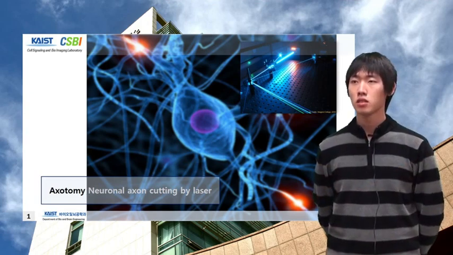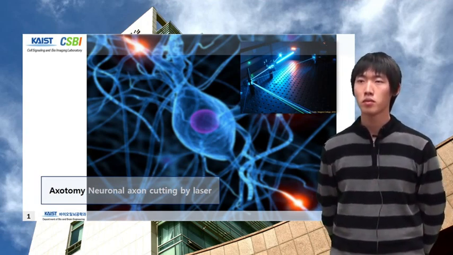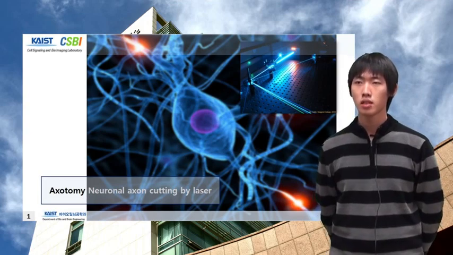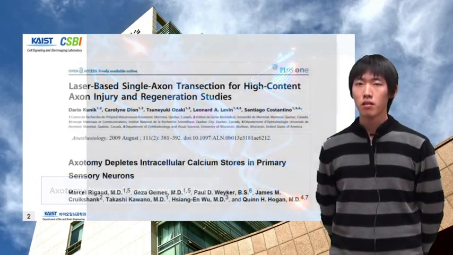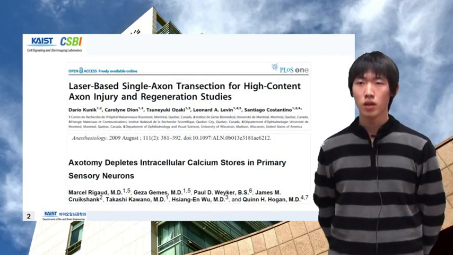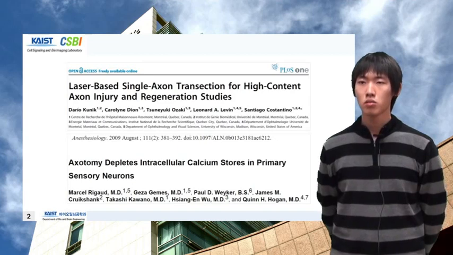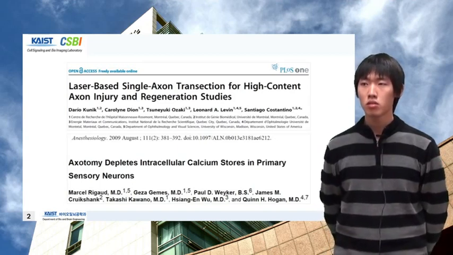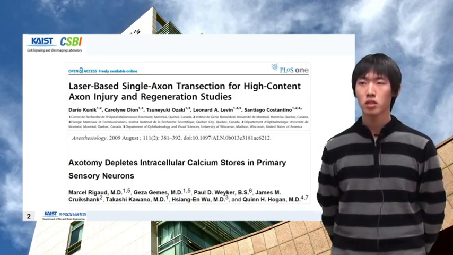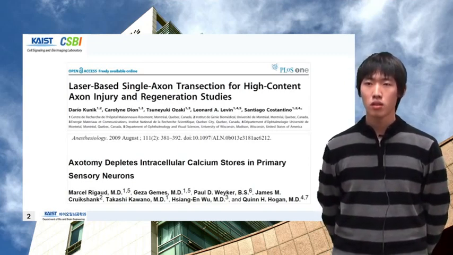This presentation is about the summary of two papers related with axotomy, which means the neuronal axon transection. The first paper is laser-based single axon transection for high-content axon injury and regeneration studies, published in PLoS One in 2011. And the second is axotomy depletes intracellular calcium stores in primary sensory neurons, published in Anesthesiology in 2009.